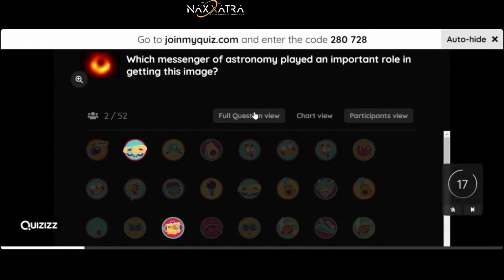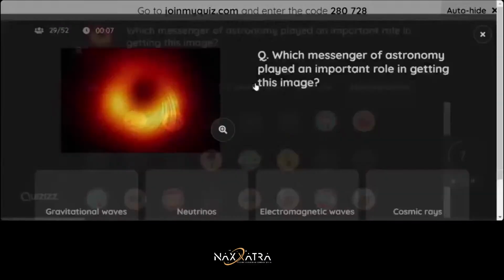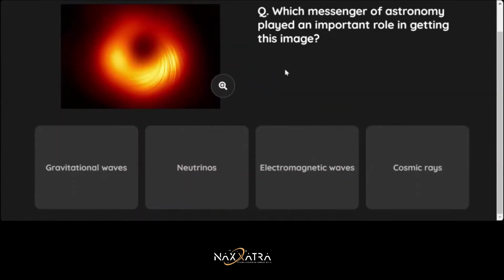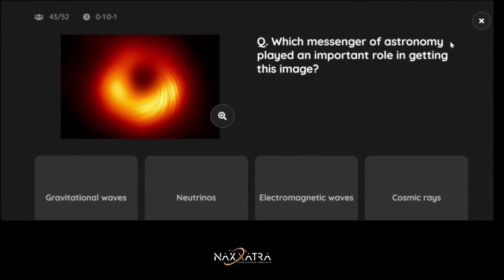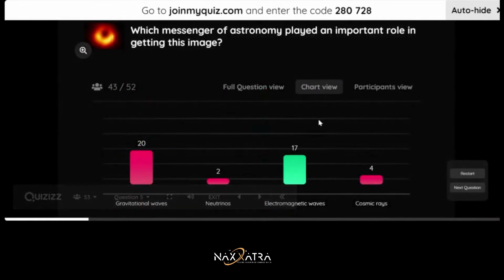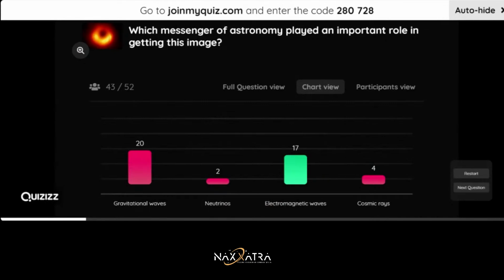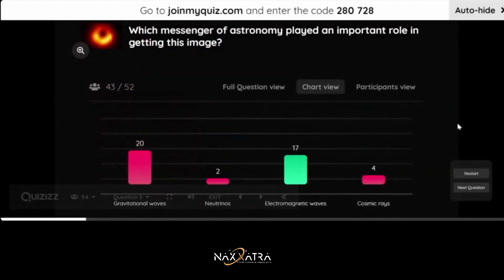Which messenger of astronomy played an important role in getting this image? Here we have an image. Is it gravitational waves, neutrino, electromagnetic waves, or cosmic rays? The correct answer is electromagnetic waves. It was specifically radio frequencies which they used to get this image of the black hole at the center of the M87 galaxy. The magnetic field lines you see here are because of the polarization states of that radio frequency. So the next question.